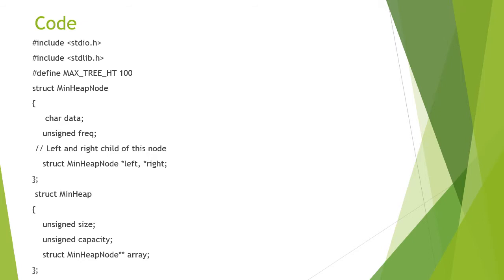two structures and their names are MinHeapNode and MinHeap. The structure MinHeapNode includes the data character, and the frequency which is unsigned. And over here the left and right children of this struct node are declared with star left and star right. In the second structure declaration, MinHeap, you can see the size which is unsigned and the capacity unsigned, and an array of MinHeapNode pointers which is declared in the structure.